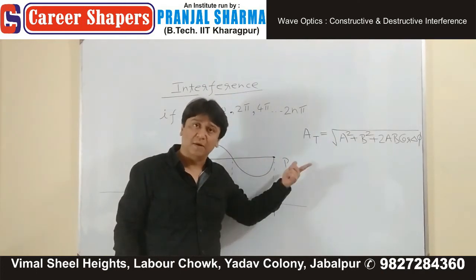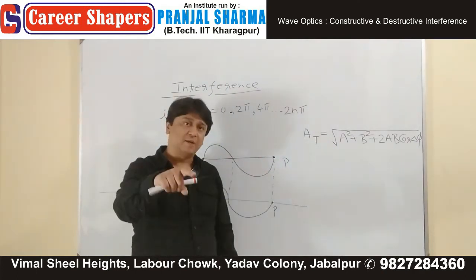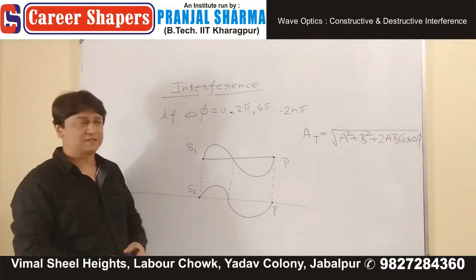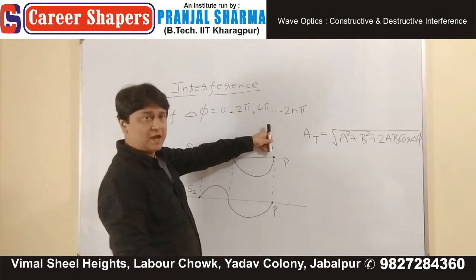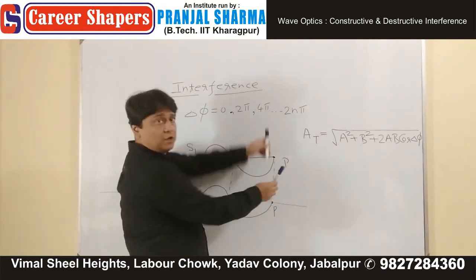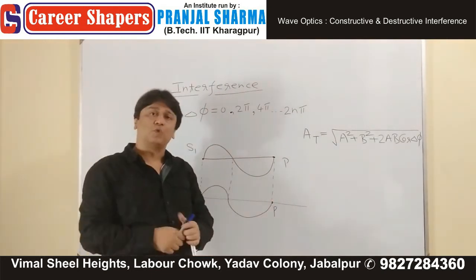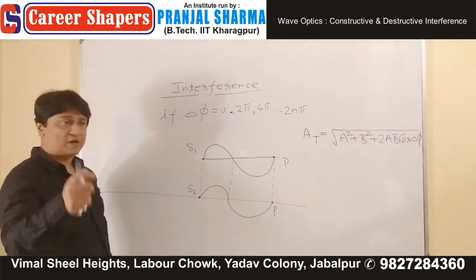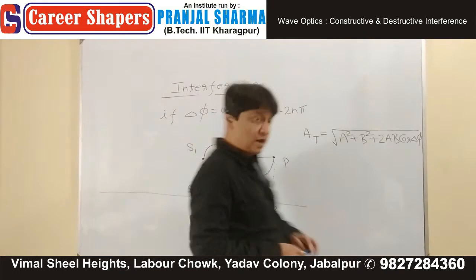Now suppose due to S1 at P electric field becomes A, becomes maximum. At the same time, electric field at P due to S2 will also become maximum. So if this one is A, this one is B, together they will produce what? A plus B, which is called constructive interference.